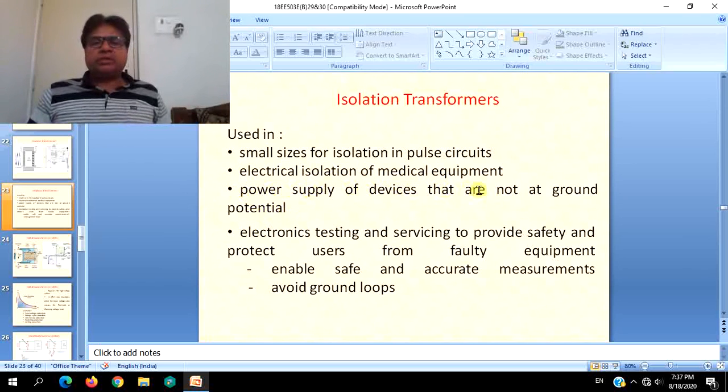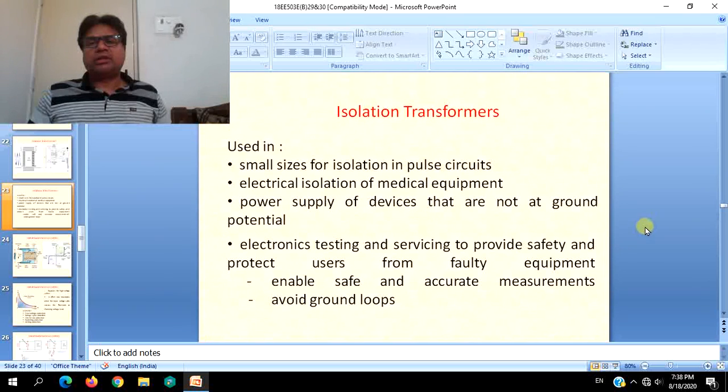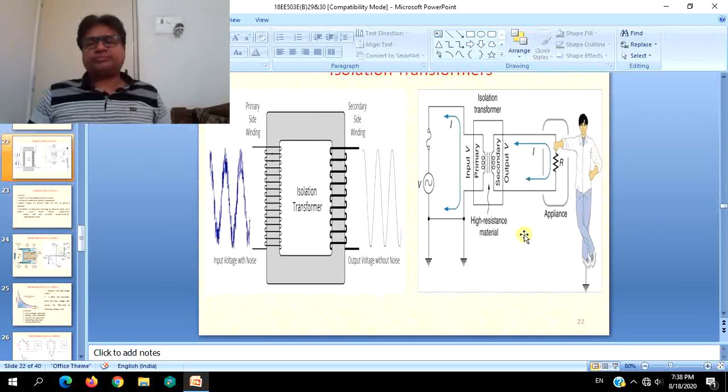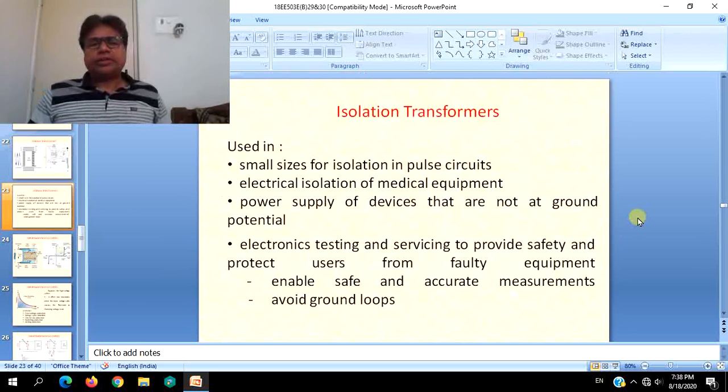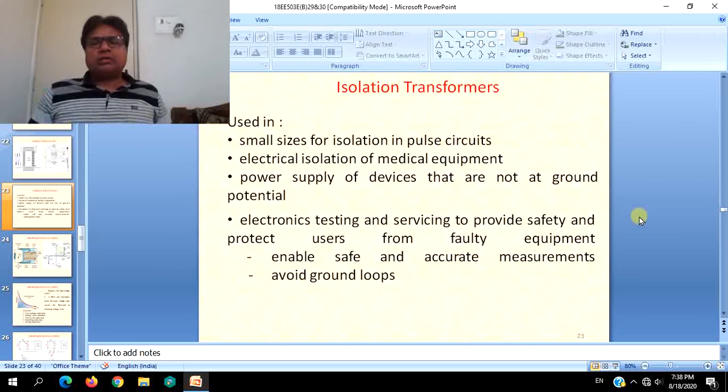Power supply of devices that are not at ground potential. Devices means loads which are not at ground potential. When proper grounding is not there, then also these isolation transformers will act as a better grounding technique. Thus, they avoid the shocks.